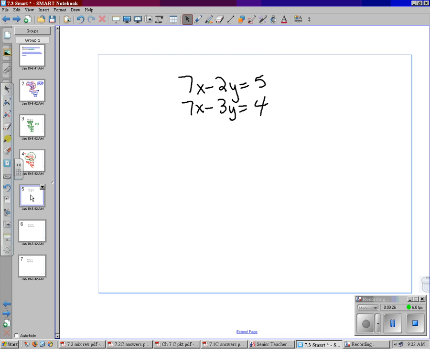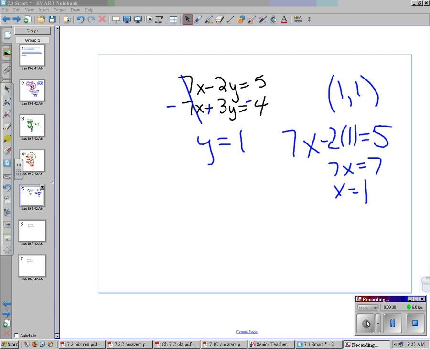All right, then why don't you guys do this one? 7x minus 2y equals 5, and 7x minus 3y equals 4. I'll pause here so that you can work. We came up with a solution of 1, 1.